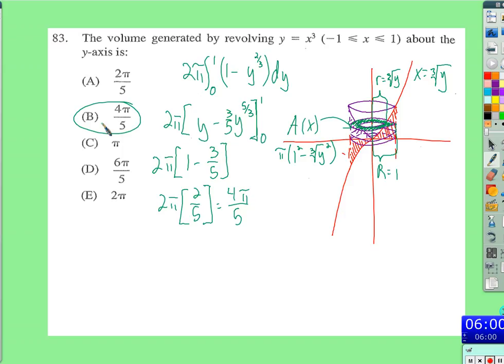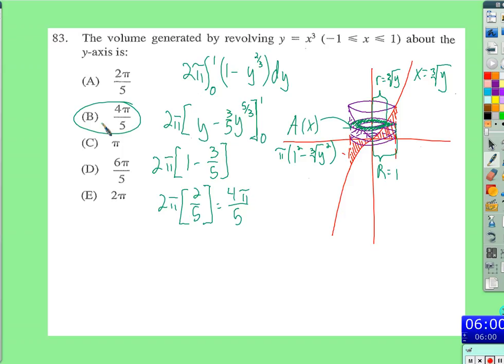Okay. So the purpose of the shell method, that we have not learned yet, is that it's just another way to find the volume of a solid. It may be a little easier than having to solve for x and make everything in terms of y. Why is it called the shell method? I'll show you.